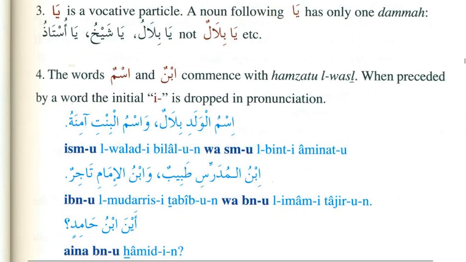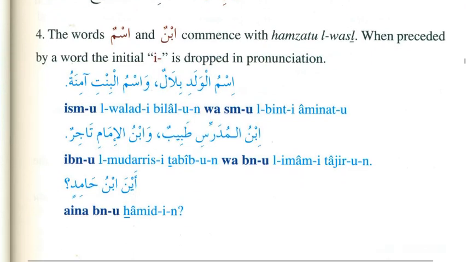This thing you might have learned in Quran recitation, that this alif is known as hamzatul wasal. Basically it means that if it is at the beginning of the sentence then we pronounce it, otherwise it becomes silent. So here this is a sentence. In this sentence this hamzatul wasal will be pronounced because it is at the beginning of the sentence, but the rest of the hamzatul wasal, like this one, like this one, like this one, they will become silent because they are not at the beginning of the sentence. So ismul waladi bilalun wasmul binti amina. You see this alif is pronounced, the rest of the hamzatul wasal are silent. Ibnul mudarrisi tabibun wabnul imami tajirun. Again this hamzatul wasal is pronounced, this one, this one is silent. Ay nabnu hamidin. So here hamzatul wasal becomes silent because it is not at the beginning of the sentence.